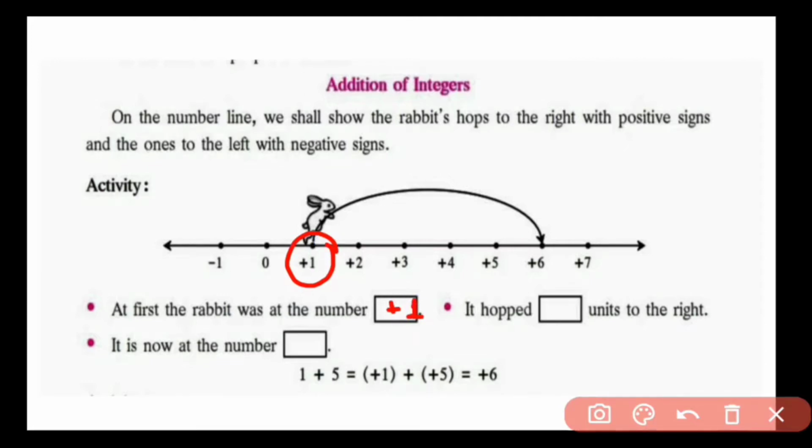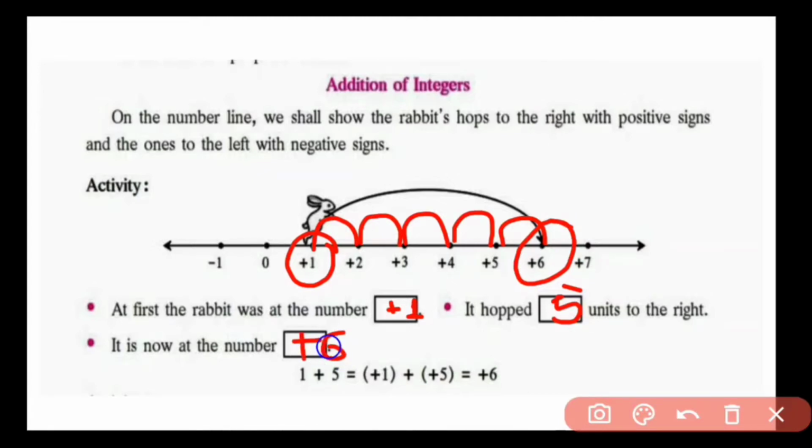Okay. Now, it hopped dash units to the right. That means how many units it hops to the right. Let us count the units. 1 unit, 2 units, 3 units, 4 units, 5 units. So it hopped 5 units to the right. Okay. Now it reached, at which number does it reach? +6. So it is now at the number +6.